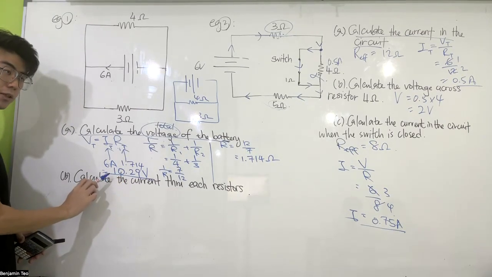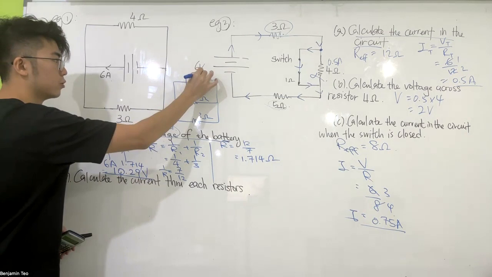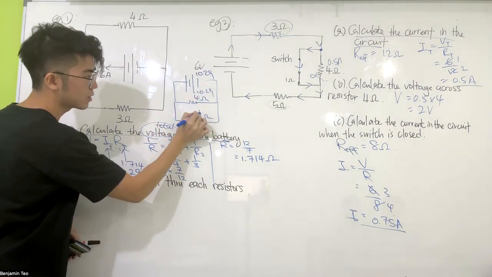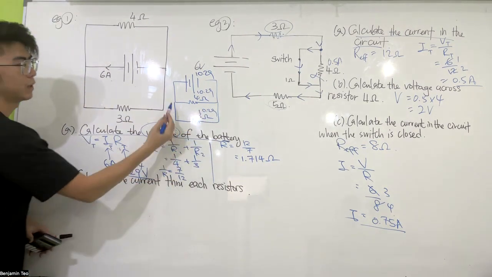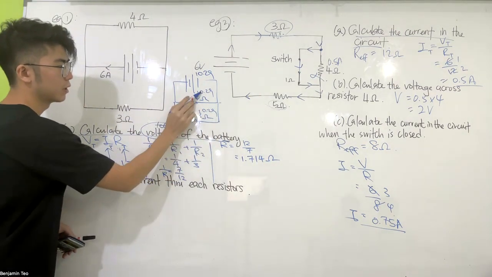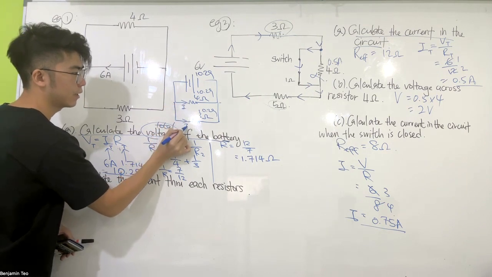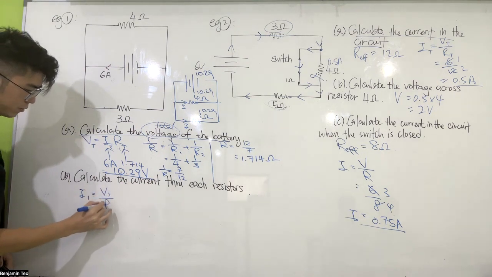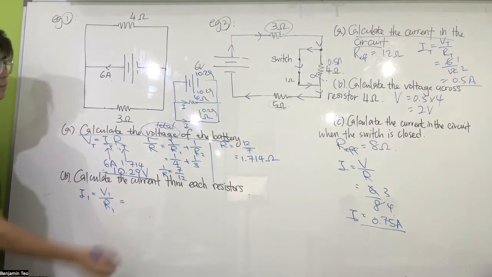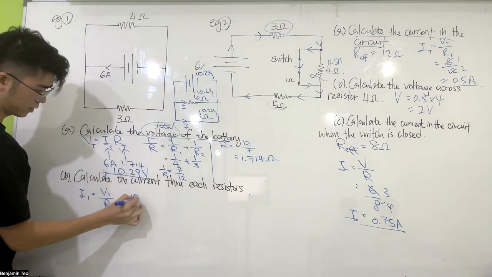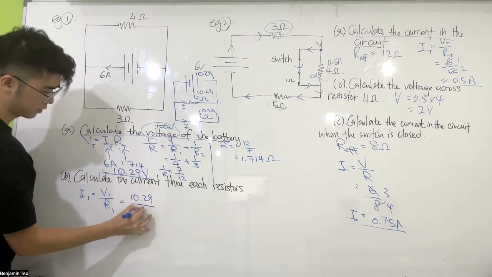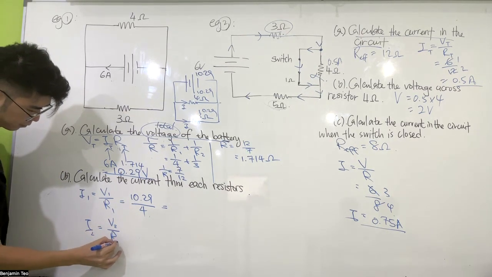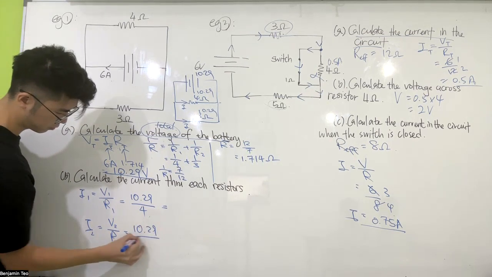Now, I got the battery voltage already, 10.29. This is parallel, so same voltage here, same voltage here, across the branches. Can I get the I? This I1. V1, R1. So we want to see I2.